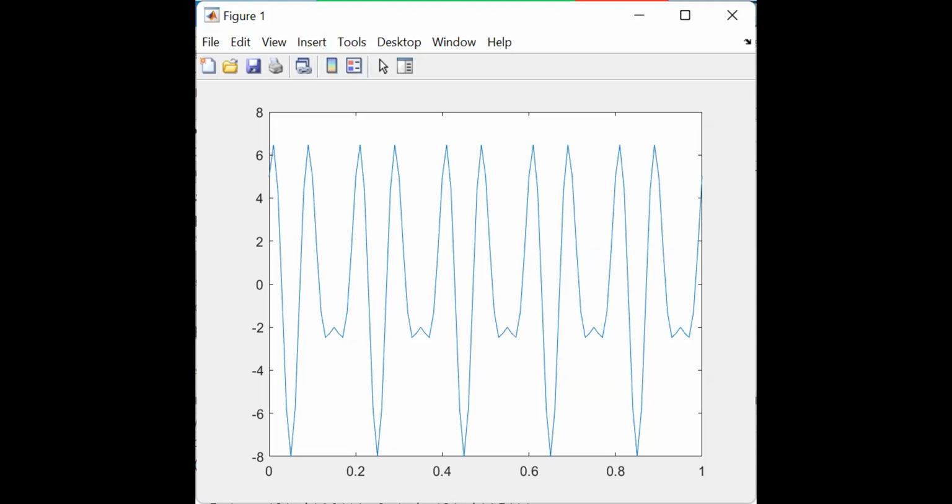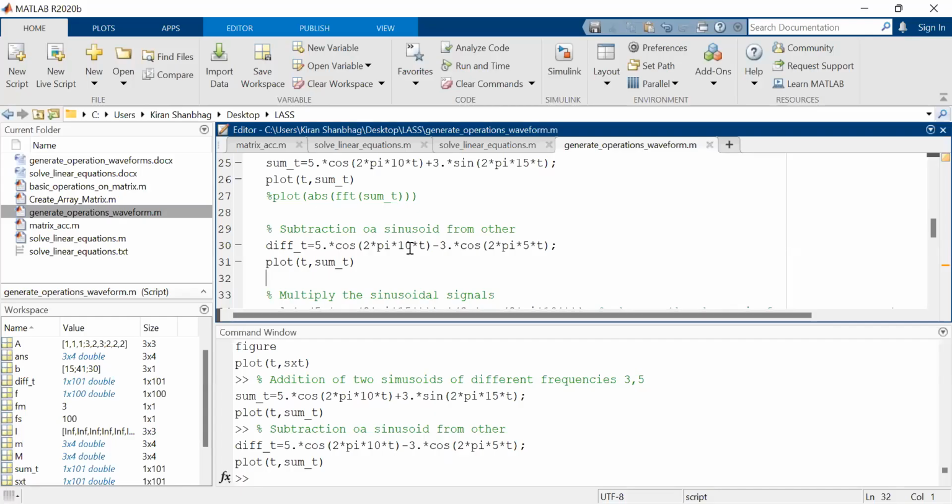What to do? Shall we take some simple frequencies? Wait a second. Let me reduce the frequency. As I told you, my signal frequency should be much smaller than the sampling frequency. So for demonstration's sake, let me use this as 5 hertz, and this one here, let me convert it into 3 hertz. You can see this cos 2 pi ft, this f represents the frequency.